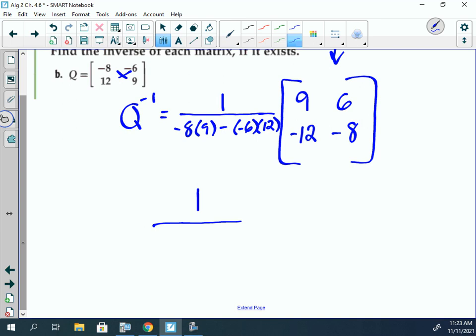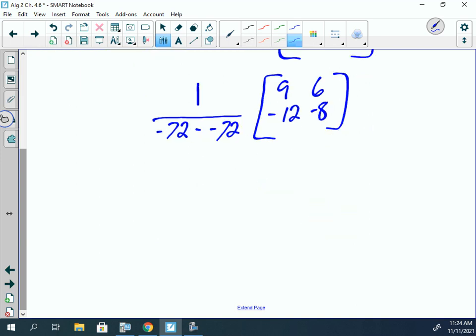So let's look at the fraction. Well, negative 8 times 9 is negative 72. Minus negative 6 times 12 is negative 72. Well, negative and negative make a positive, yes? Negative 72 plus 72 is?